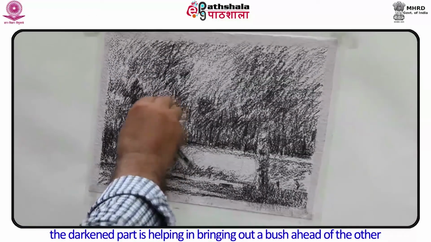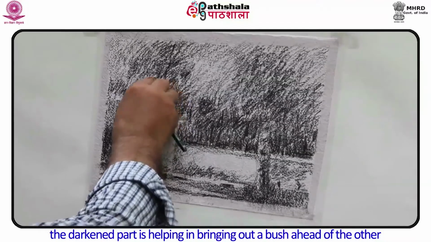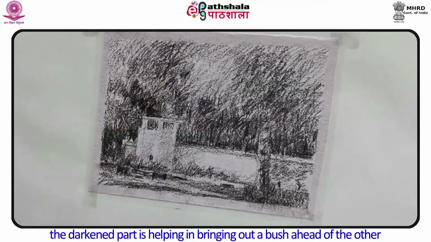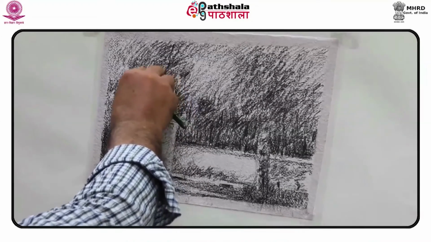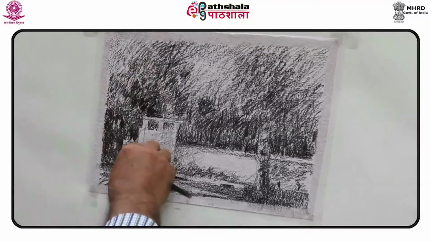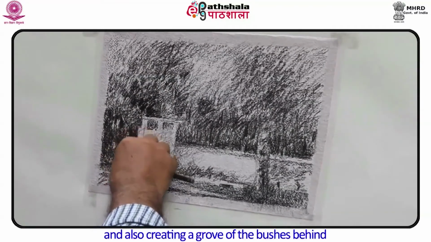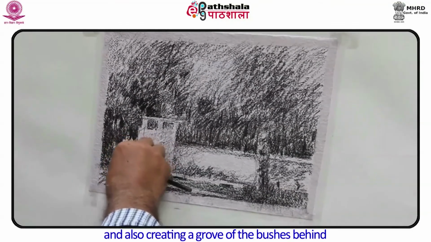The darkened part is helping in bringing out a bush ahead of the other, and also creating a groove of the bush behind.